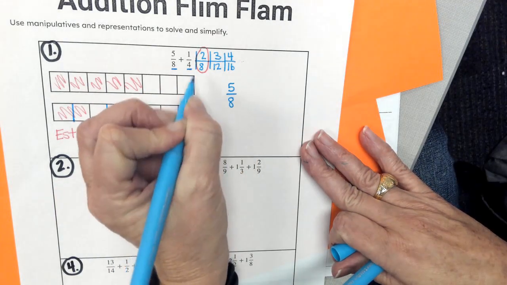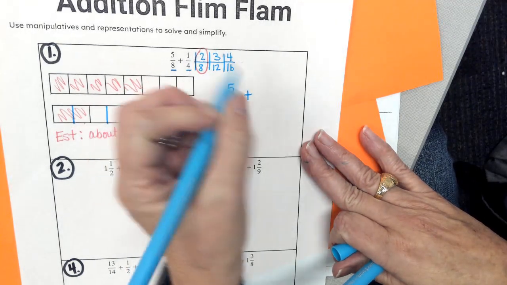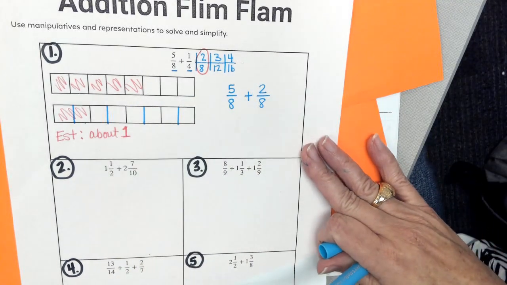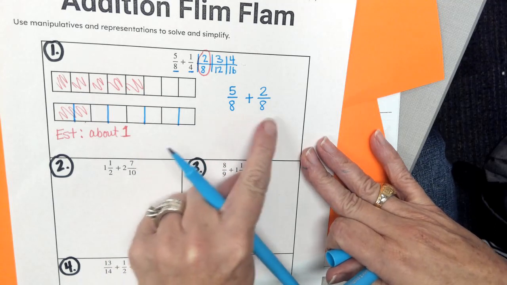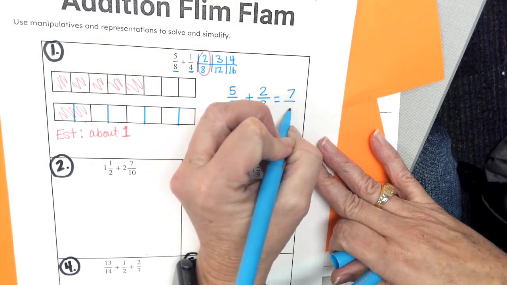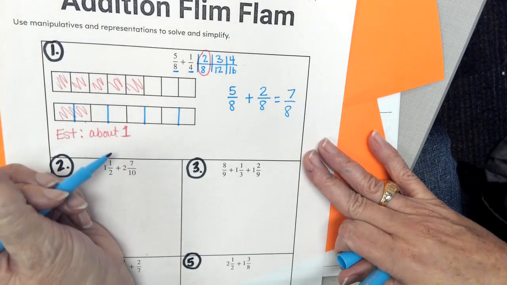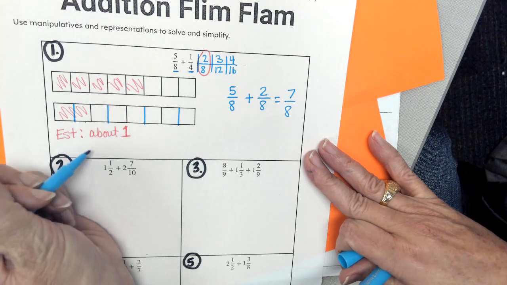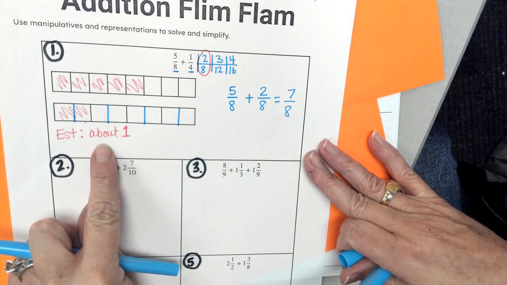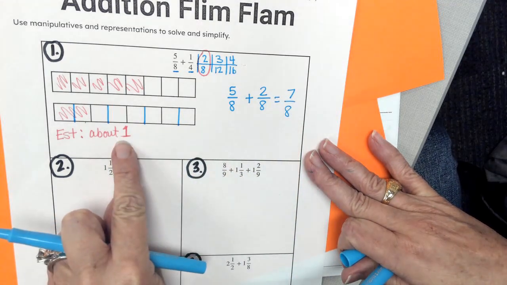5/8. I'm going to write my addition symbol, and we're going to rewrite this as 2/8. Now that I have 8ths on both fractions, I can add these up and I'm able to get 7/8. And that's exactly what my picture represents. And if I think about it with comparing my actual answer with my estimated answer, I'm thinking that's about right. 7/8 is almost 1 whole.